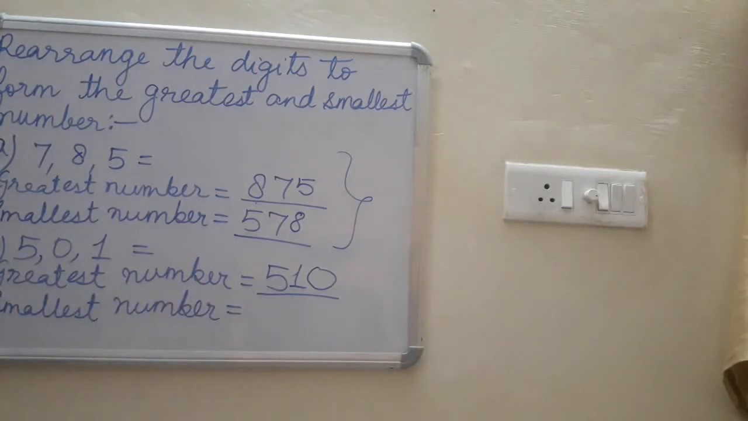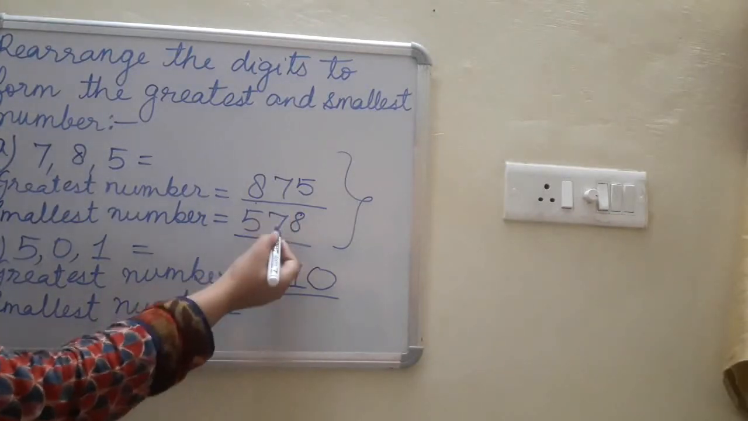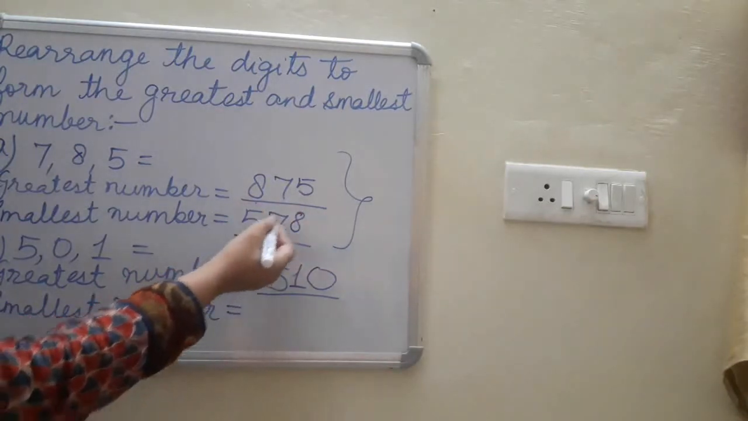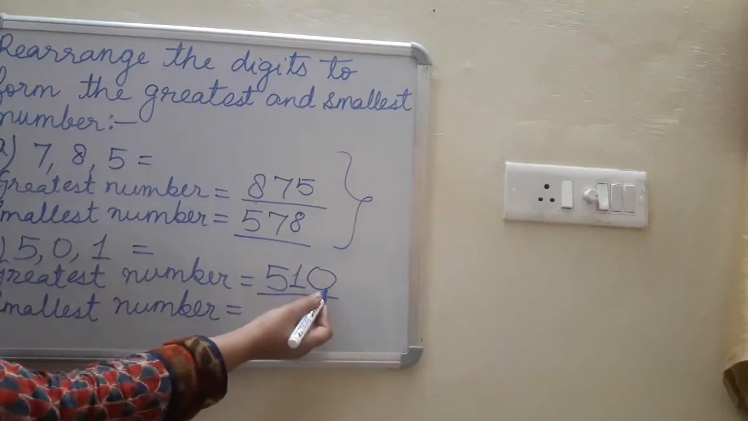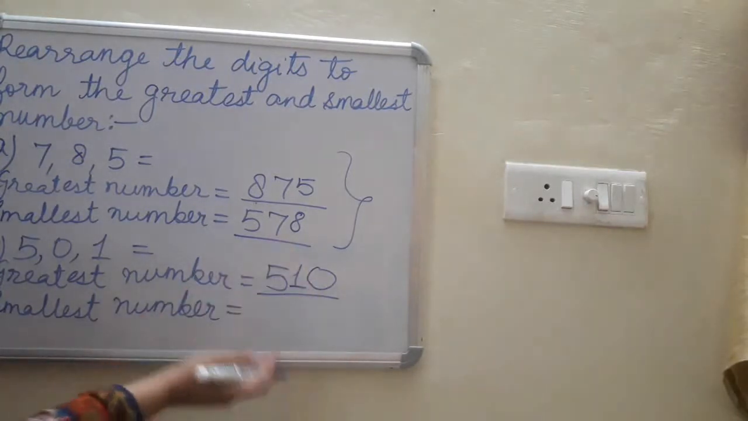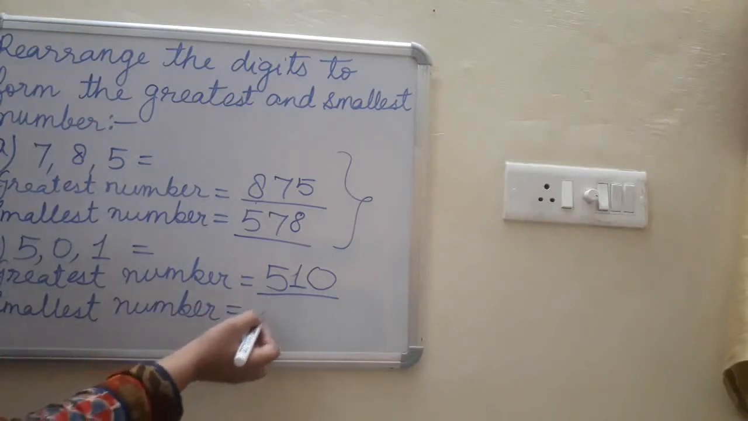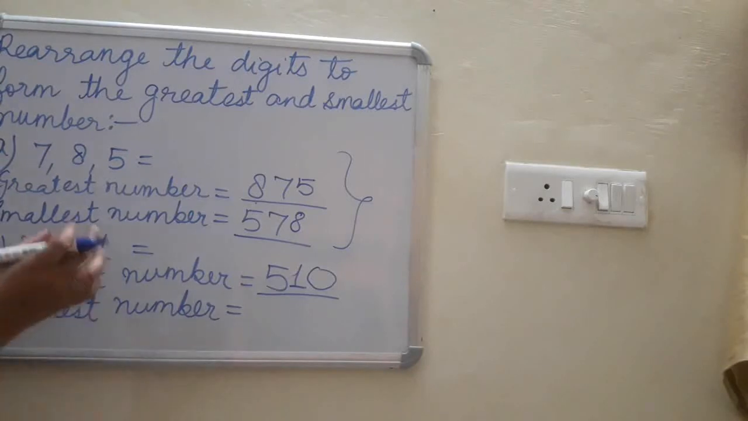So children, here you can't do what I told you in the previous part, that you can also write the numbers in reverse. In this part you can't write the numbers in reverse. It means you can't write 015. If you write 015, then you won't get the smallest number. So let us see how to write.